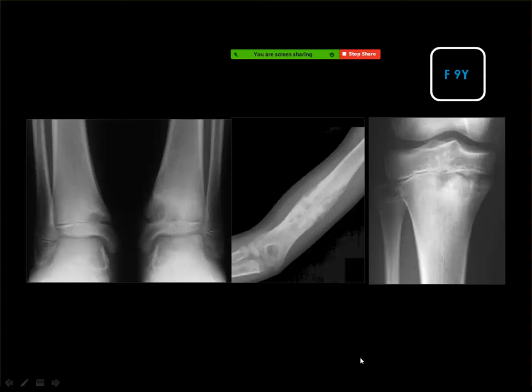Then this is a 9-year-old female with multiple lesions. And you see a lesion in the ankle on the left side and also another one on the right side, and this lesion is in the humerus, and another lesion in the tibia. Then, in order to get the possible diagnosis, you have to differentiate first between neoplasm and infection. Do you think that these are neoplastic lesions or inflammatory?